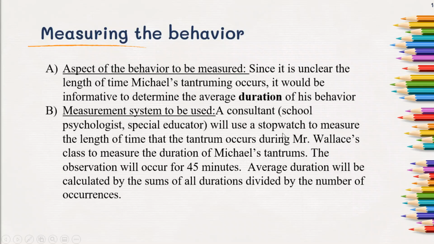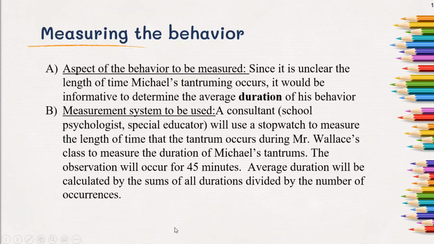So here I said, since it's unclear the length of time Michael's tantruming occurs, it would be informative to determine the average duration of his behavior. A measurement system to be used: I said a consultant. Make sure you say who would be doing the measuring. That could be a school psychologist, special educator, BCBA, another teacher. We'll use a stopwatch to measure the length of time that the tantrum occurs during Mr. Wallace's class to measure the duration of Michael's tantrums. The observation will occur for 45 minutes. Average duration will be calculated by the sums of all durations divided by the number of occurrences.